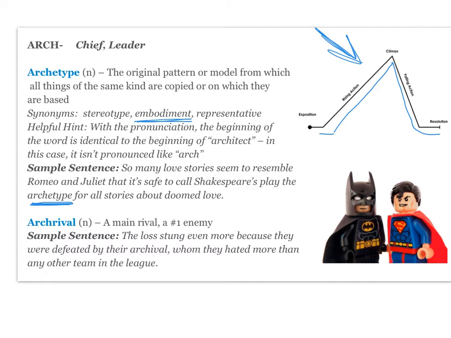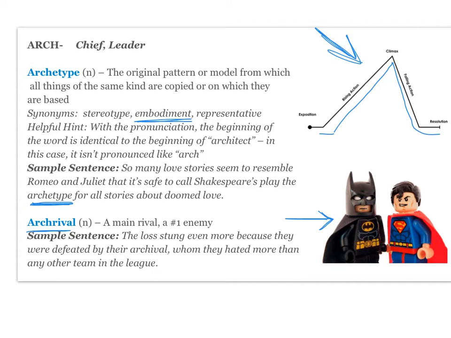All right, your second arch word is much simpler. It is an arch rival. This is a main rival or a number one enemy. Much easier than an archetype, right? So these aren't actually arch rivals. That's my fault. Right, but Batman has arch rivals and Superman has arch rivals, right?